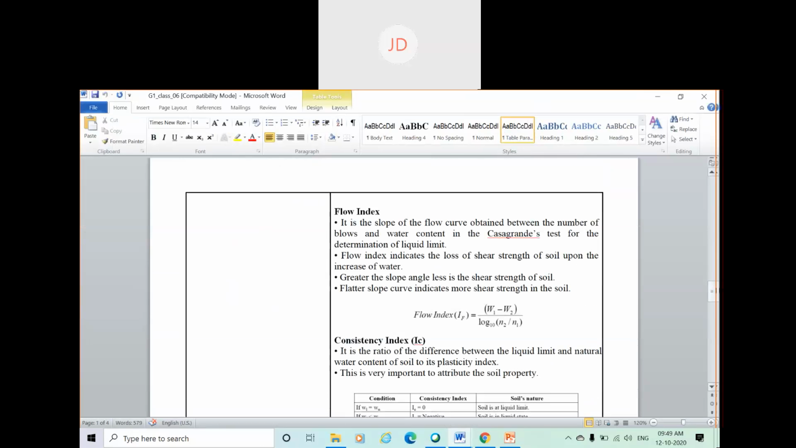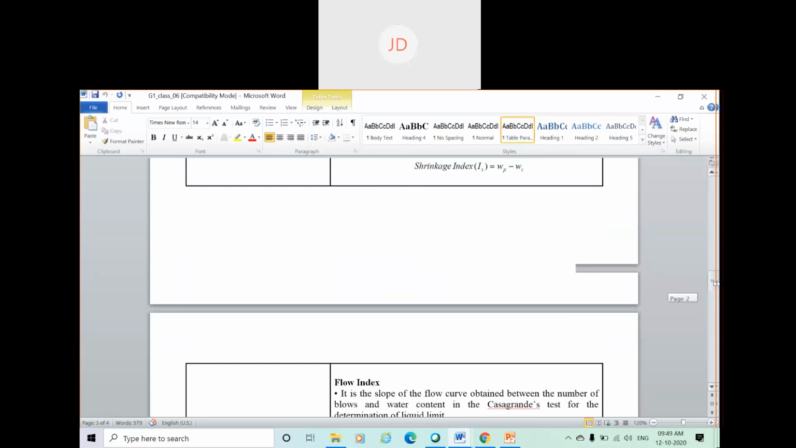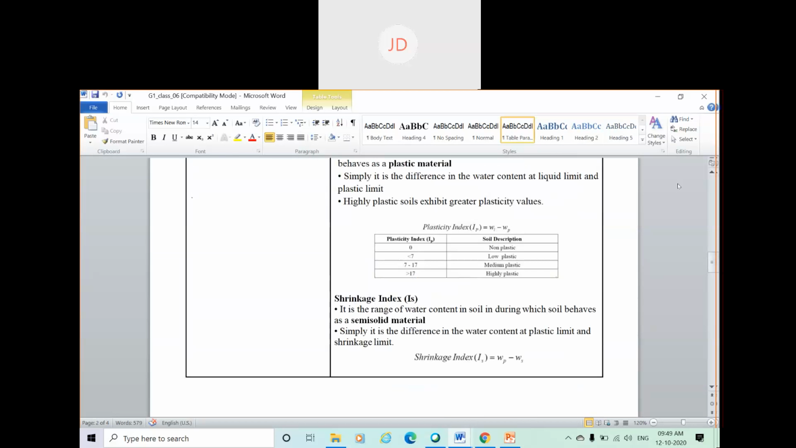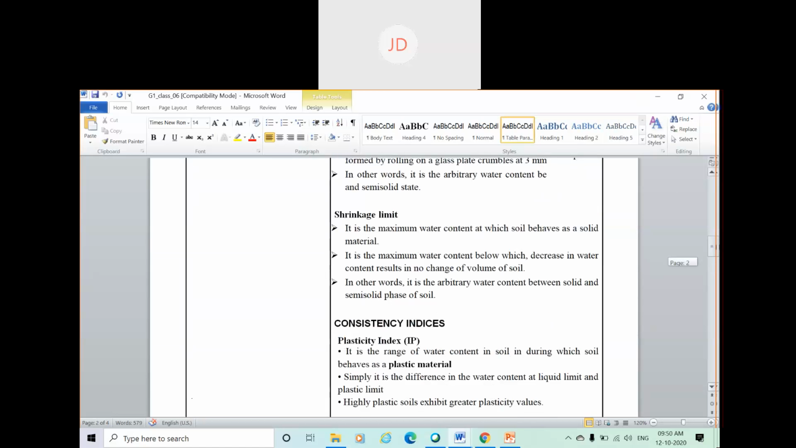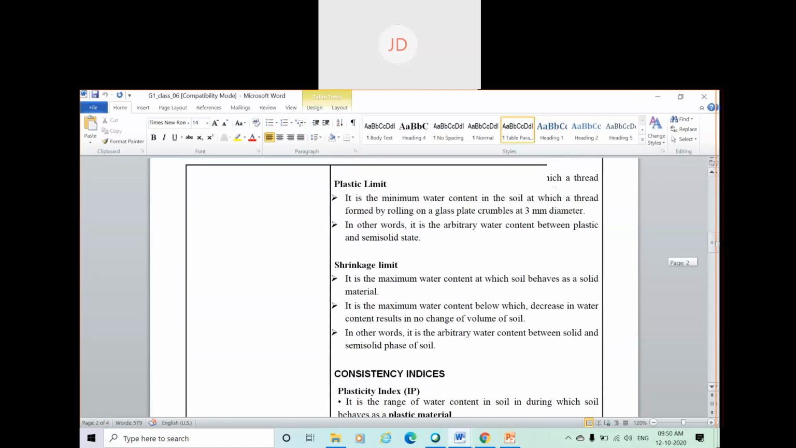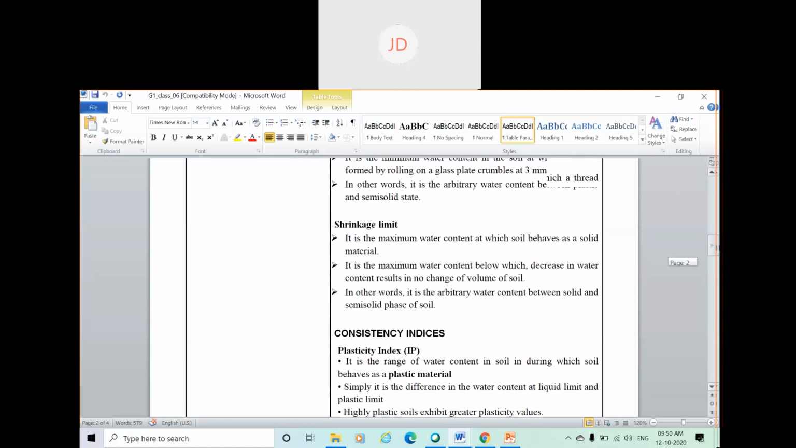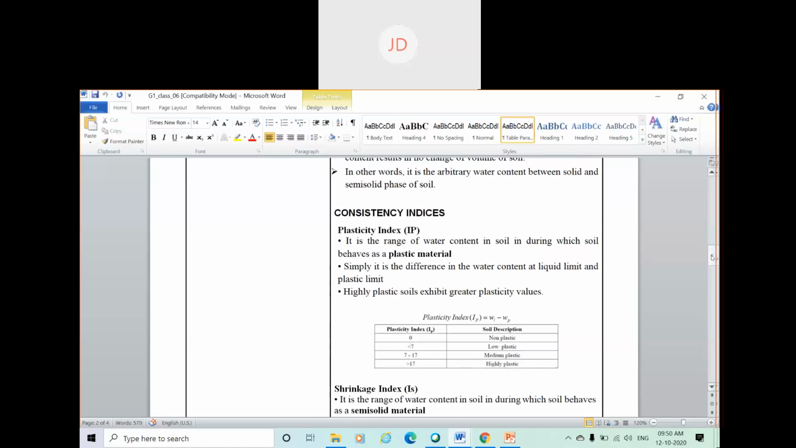So before going into detail, there are some parameters that we need to discuss. All are related to consistency index. We discussed till now about shrinkage limit. Now we will discuss some consistency indices. There are a few important parameters, nothing in-depth here. So the first one is plasticity index.